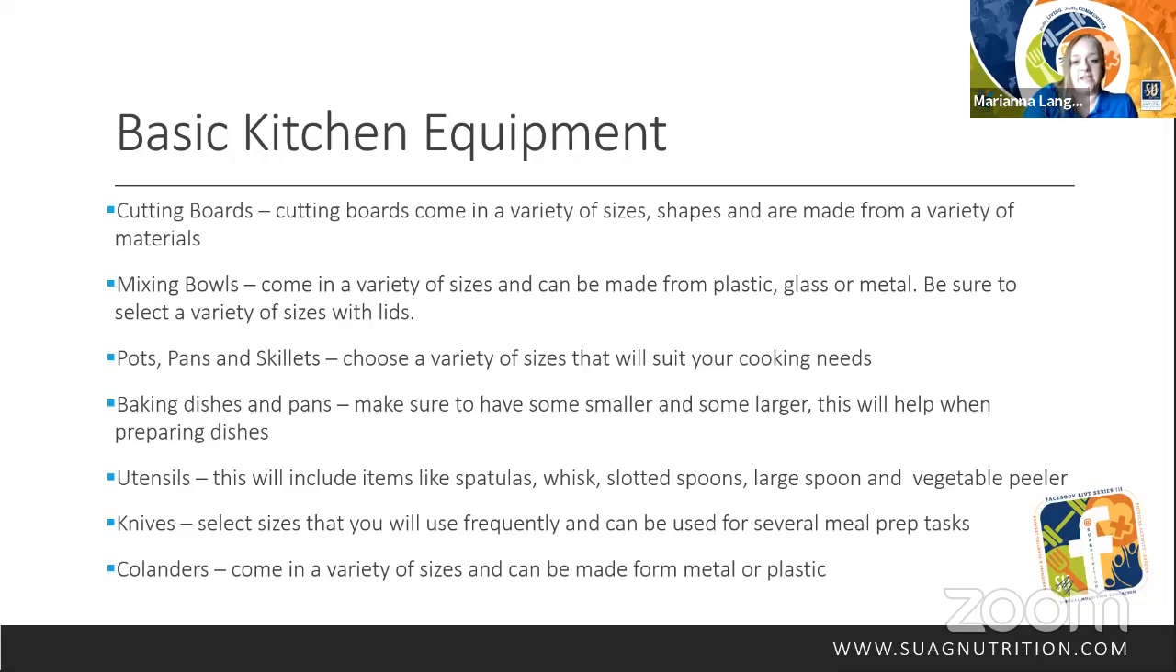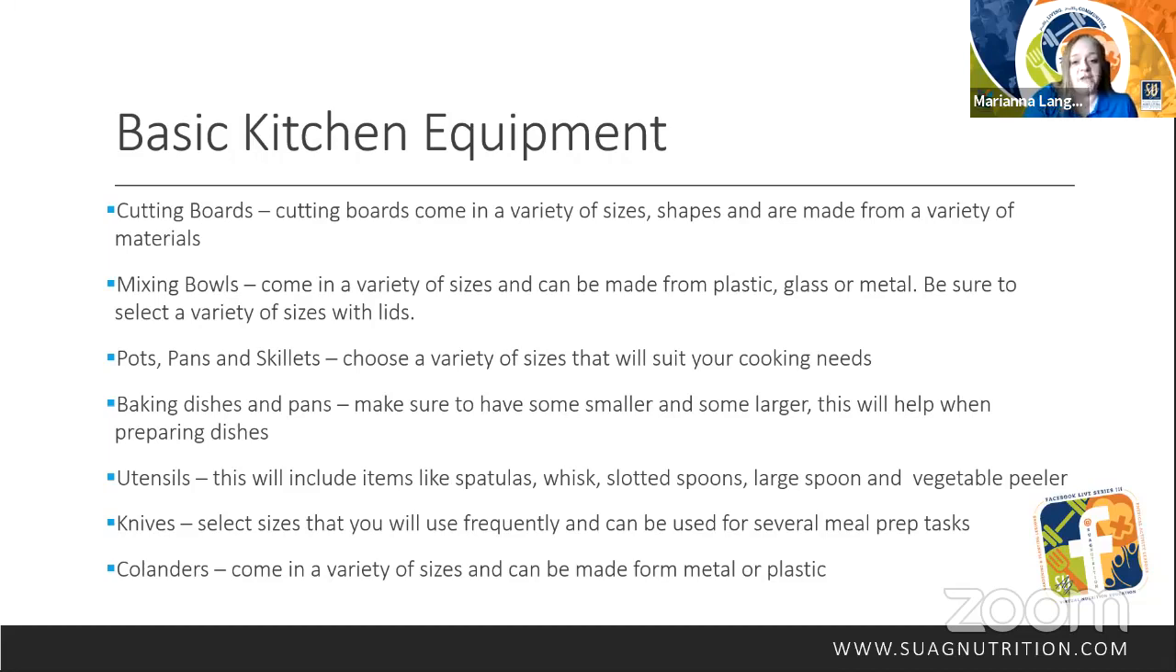Pots, pans, and skillets. Same thing with those. Choose a variety of sizes that will suit your cooking needs. If you know you're cooking large amounts of food, then you know you're going to need some larger pots and pans and skillets. If you normally cook smaller amounts, then you could buy the smaller pots and pans and skillets.